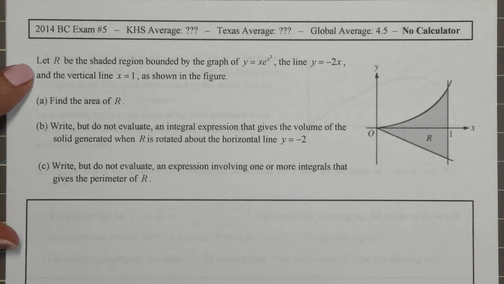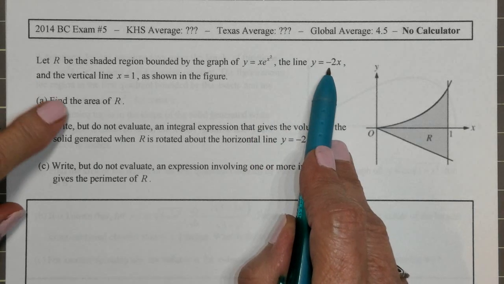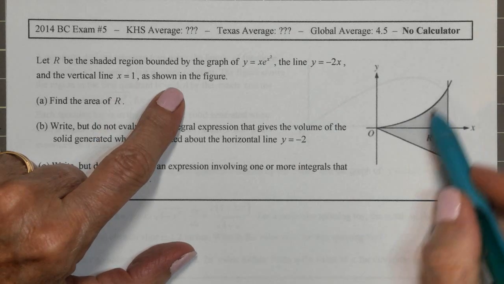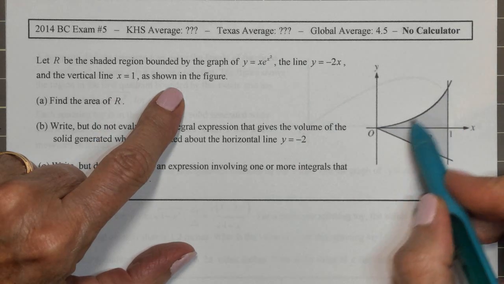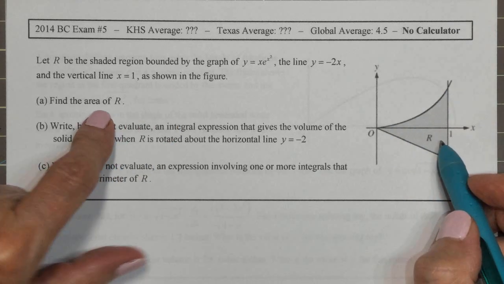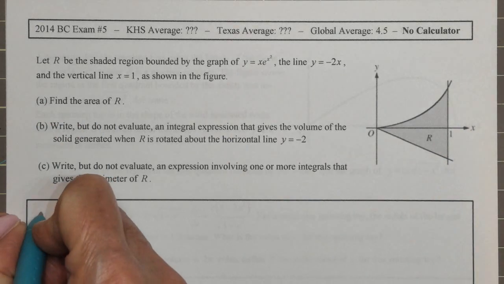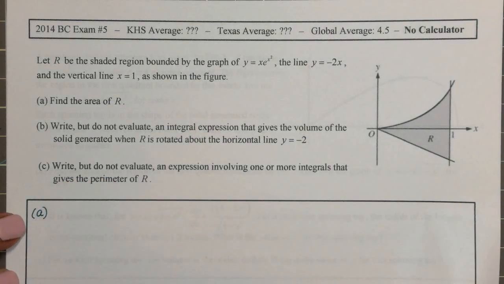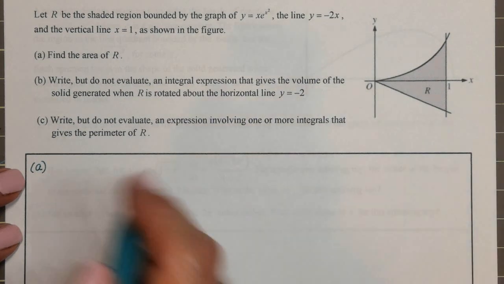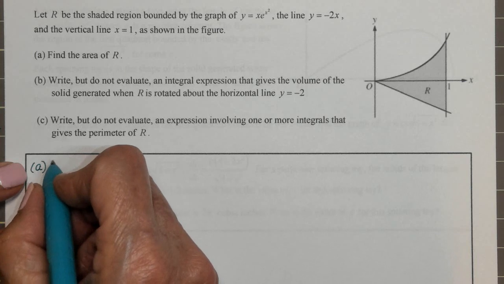Okay, let's take a look. Let R be the shaded region bounded by this curve and this line, and the vertical line x equals 1 as shown in the figure. So I know this is the exponential function, and this is a line. Part A, find the area of R. You'll have a box in your answer sheet that you will put all of your information in, and it'll be cordoned off for you.